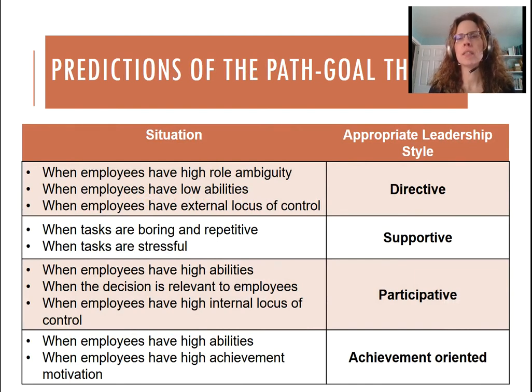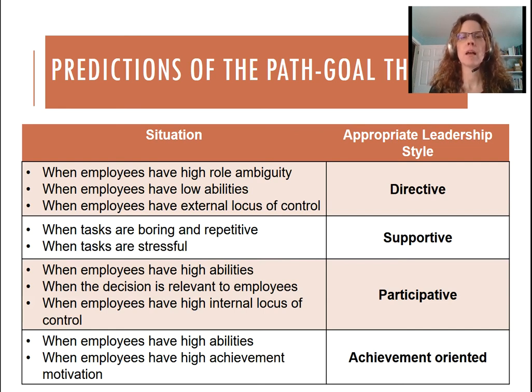Each of these styles has situations where those styles are going to work. In other words, if a leader displays that particular style, that leader will be perceived as effective if the stuff that's listed under situation is in place. So for example, directive leadership works great when employees have high role ambiguity, when they're not really sure about the role that they're playing. So it's ambiguous, there's uncertainty.